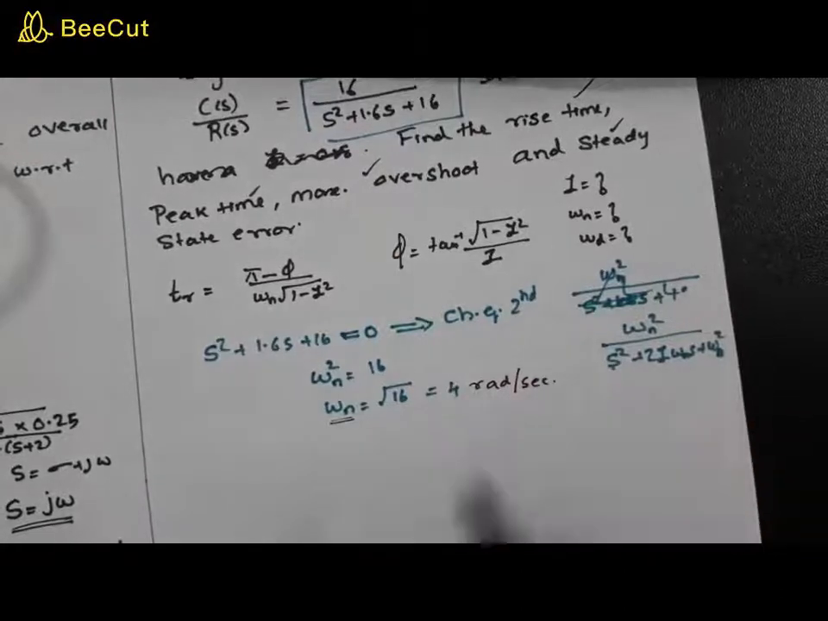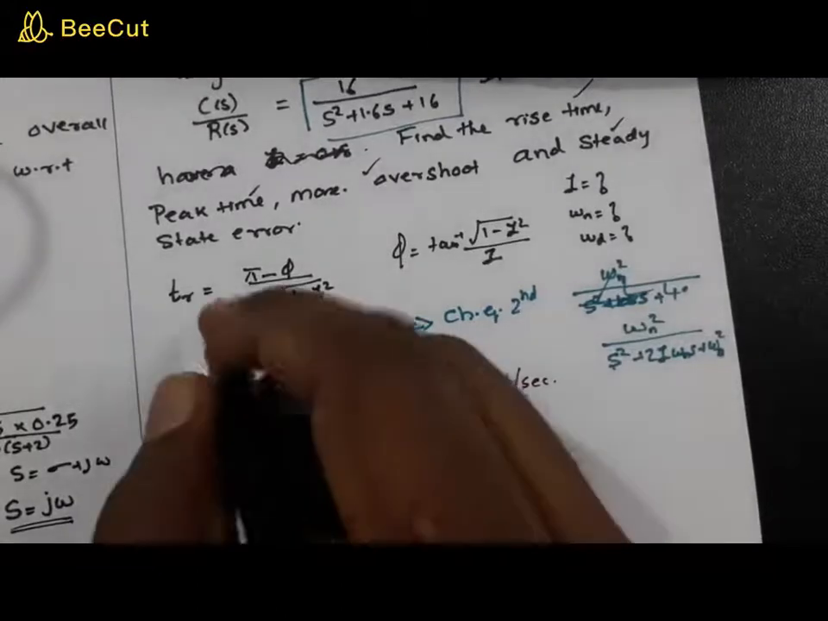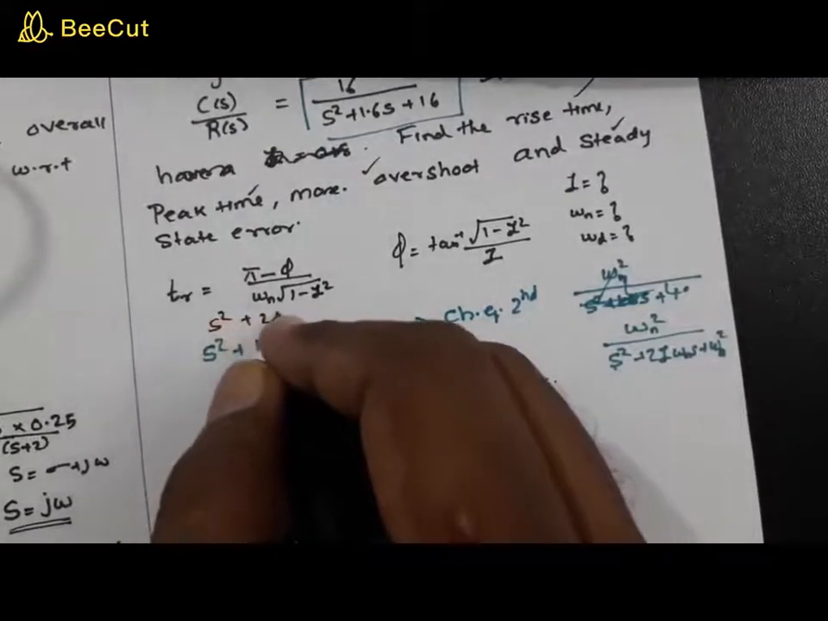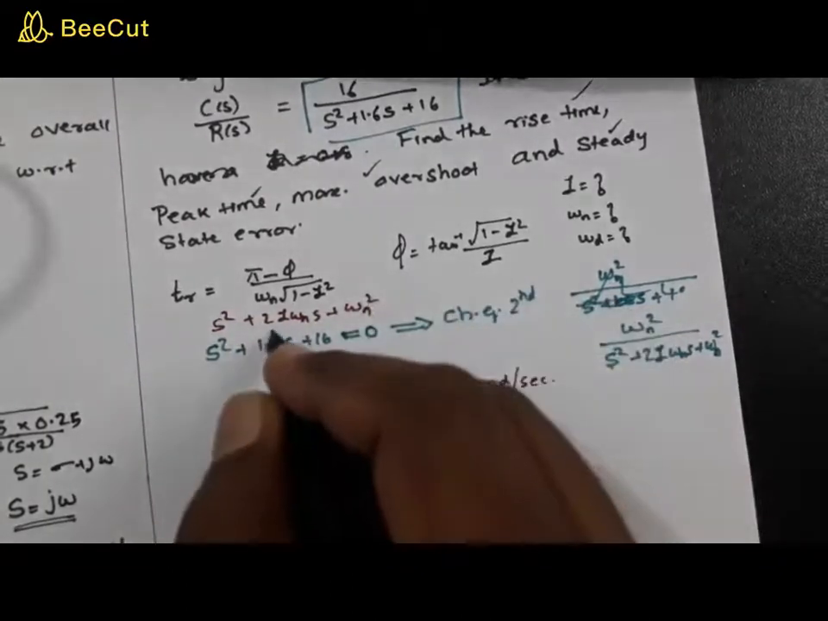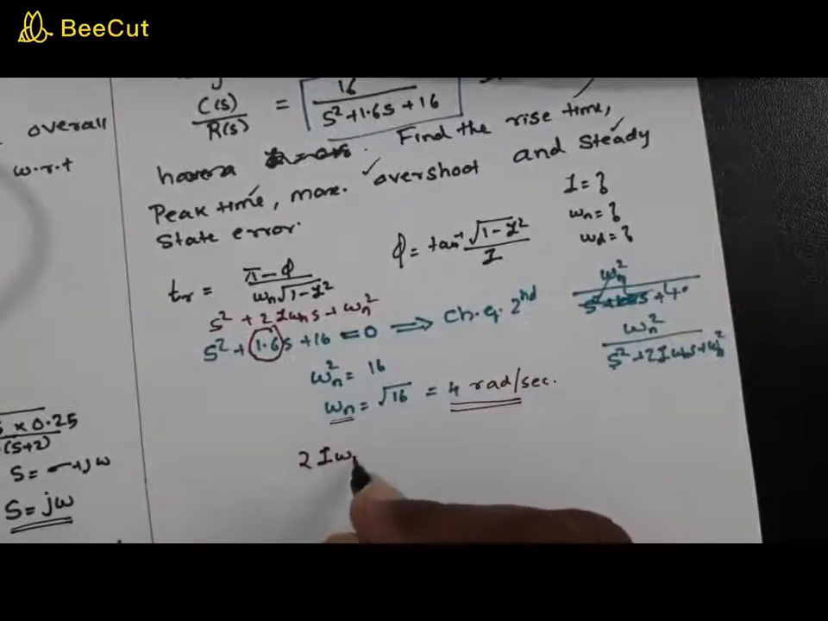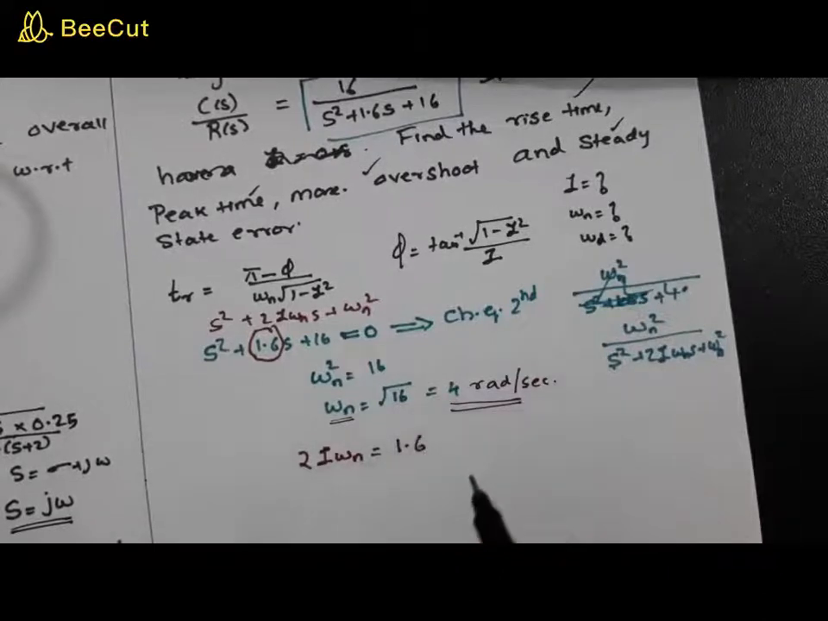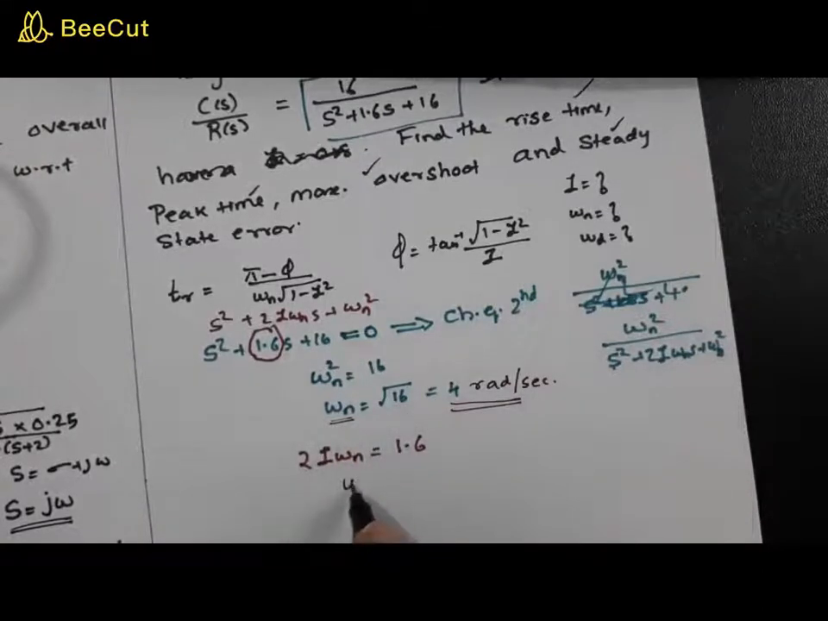Now after finding this, how do you find theta? This is of the form s square plus 2 theta omega n s plus omega n square. So what can you say about this 1.6? This 1.6 is 2 theta omega n, right? Omega n is 4, so 2 into 4 is 8. So theta is 1.6 divided by 8, that is 0.2, right?